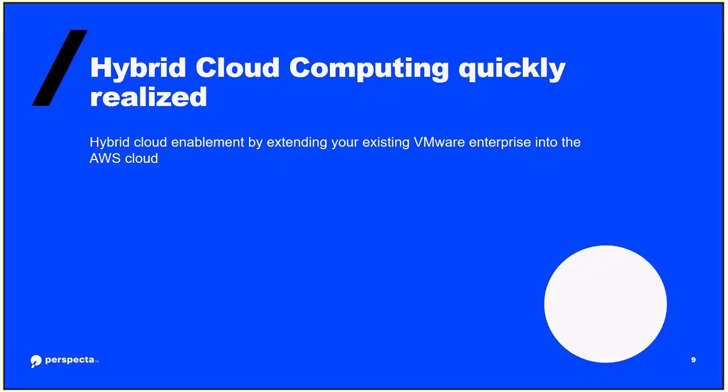We demonstrated today how you can quickly enable hybrid cloud computing using VMware Cloud on AWS by extending your VMware hosted enterprise and legacy systems, and quickly and rapidly move those workloads to the AWS cloud and back.